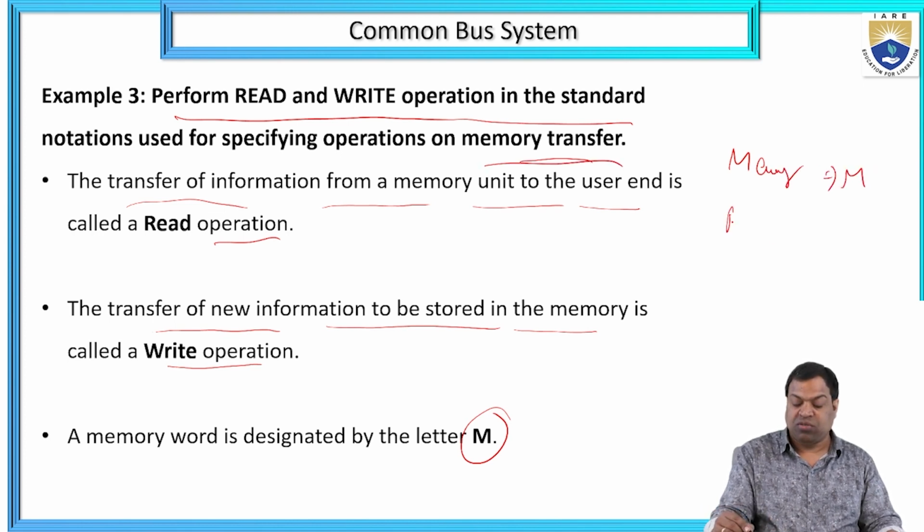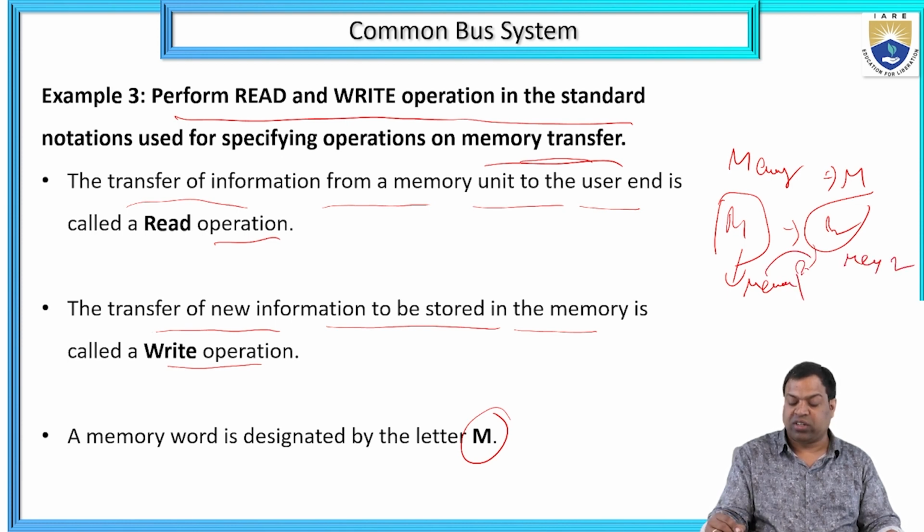Memory transfer means data in one register is transferred from R1 to R2, like this. So one memory to another memory, memory 1 to memory 2, I have to transfer the data. It is through the bus only that the data is transferred from one memory to another memory. That is called memory transfer. But is it a read operation or a write operation? So what is a read operation and what is a write operation?